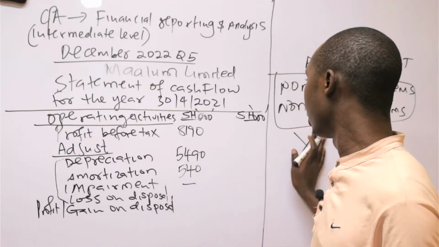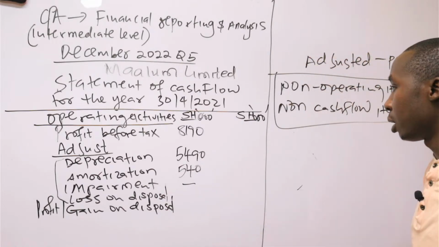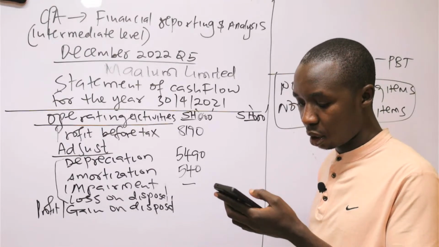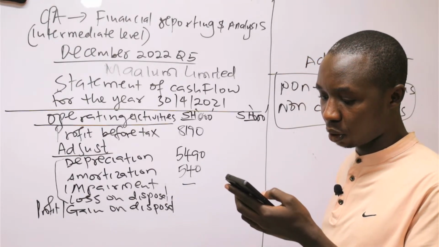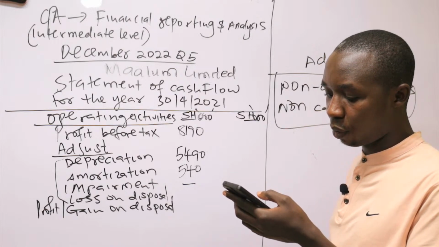Then we check for the loss on disposal. So for the loss on disposal, it's all about checking if there is anything which was disposed. They got a loss. So in note 2, they made a profit, not a loss.